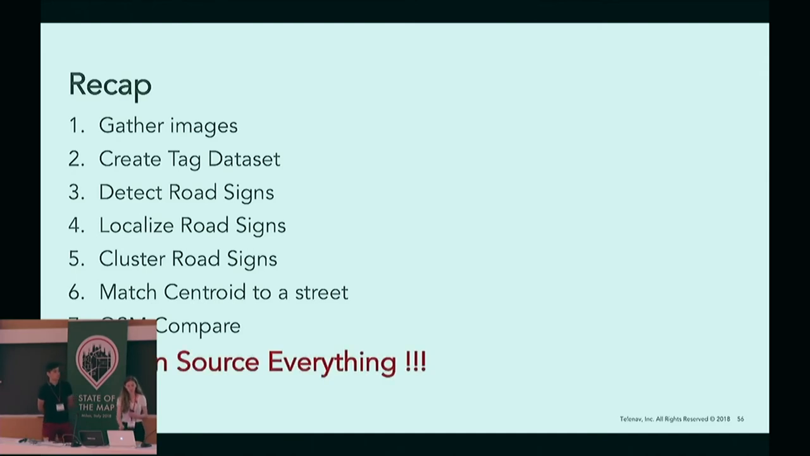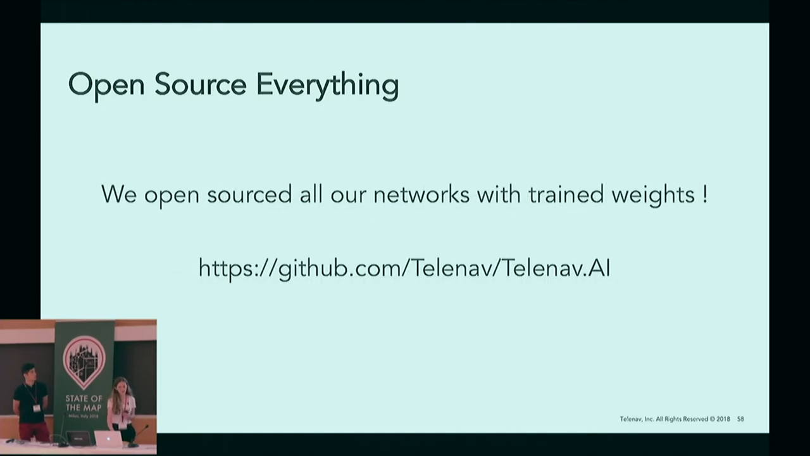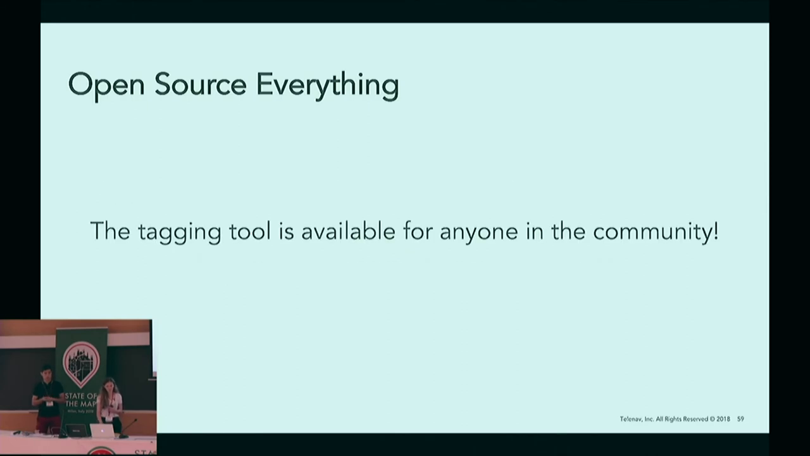We have open sourced everything to engage the community to build up better results. We open our data sets. You can find them on our GitHub. We also open source our networks and trained weights. You can download the algorithm, train it and run it on your own images. The tagging tool is available for everyone in the community.